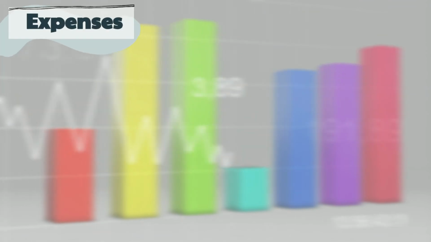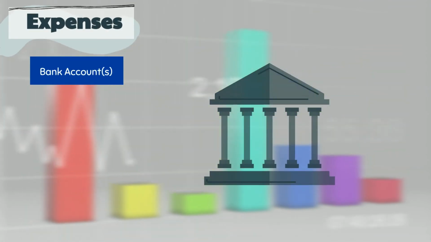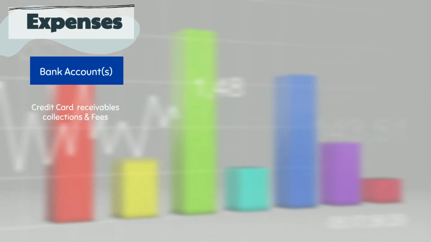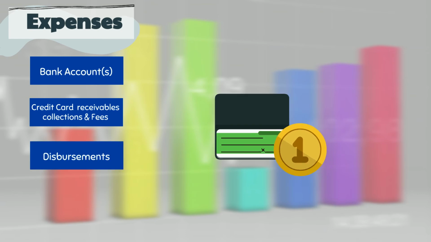Let's move on to expenses. Expense support will include bank account statements, support for credit card receivables collections and fees, and backup for every disbursement made by the conference. If you've submitted a payment through IEEE, we've already requested and collected that support, so you won't have to send it again.